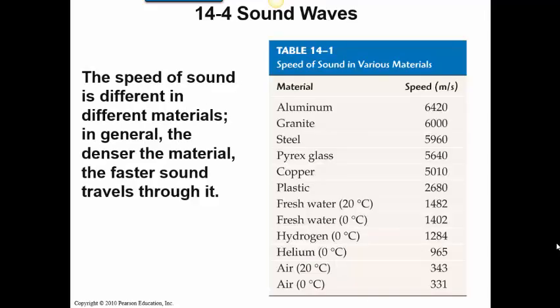The speed of sound is different in different materials. In general, the denser the material, the faster sound travels through it. Sound cannot travel in a vacuum like empty space. There is no material for it to travel through. The speed of sound also depends on temperature. The speed of sound at room temperature, or 20 degrees Celsius, is 343 meters per second. We will use this as the speed of sound unless otherwise told.